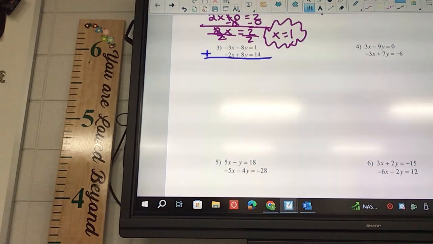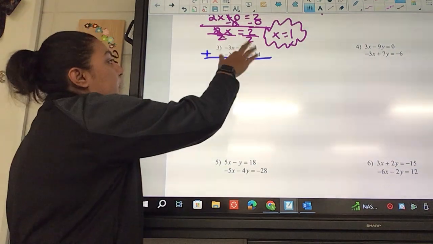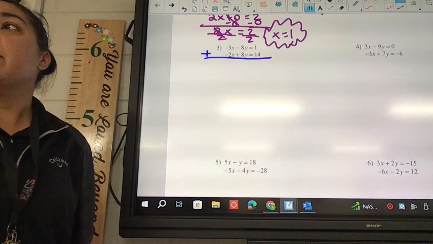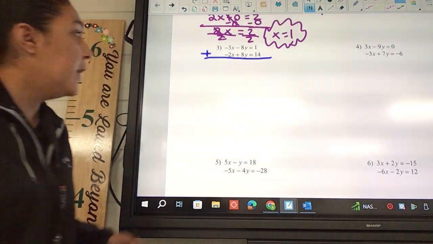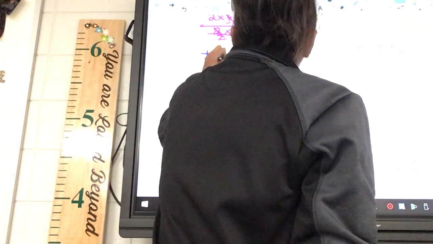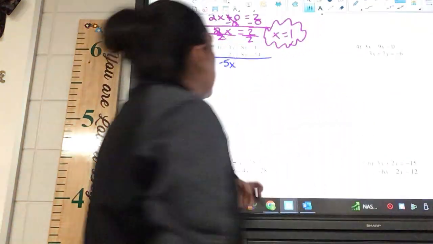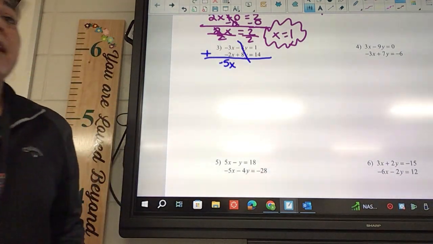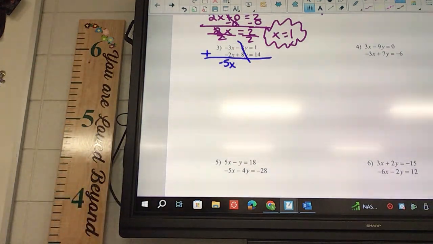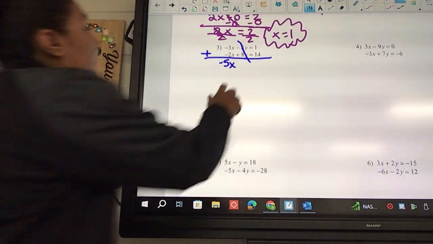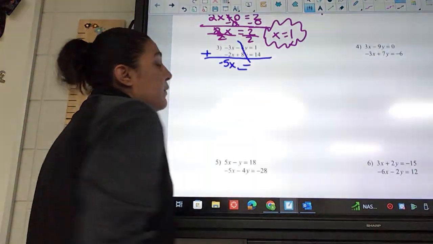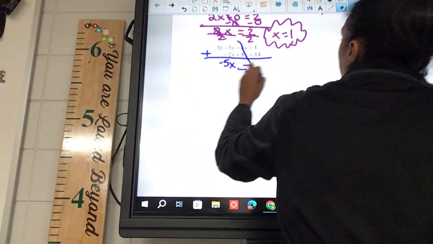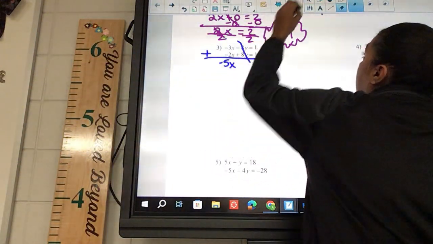Again, make sure you're using your calculator. What is negative 3 plus negative 2? Negative 5. So we're going to get negative 5x. Negative 8 plus 8? 0. They cancel. So something canceled right from the gate. Eliminated, right? Because that's what we're doing, we're eliminating. And then I got 1 plus 14. 15.